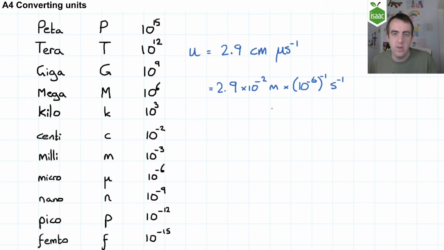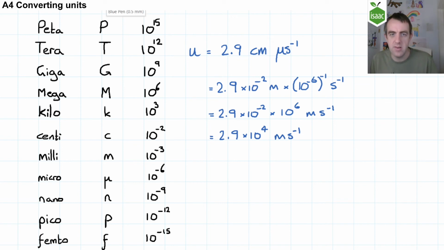So now what we can do is tidy up these powers of 10. First of all, I've moved the meters so it's joined with the per seconds, and I've multiplied through here by my power of minus 1 to get 10 to the 6. And now I just add my exponents up. And in standard form we have 2.9 times 10 to the 4 meters per second. As long as this part of the number is a mantissa or a significand, then your answer will fall out in standard form, which is quite helpful.